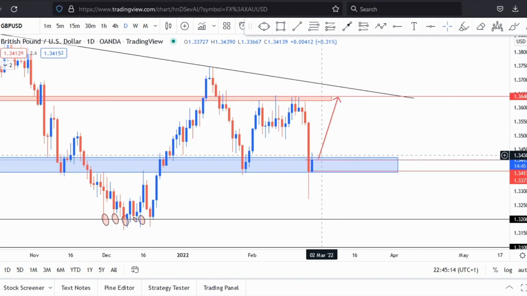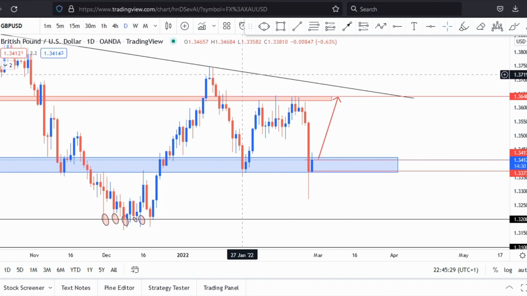1.365 level. And if you're not yet in any trade, then you wait until there is a break above or below this area, and then we take the trade in either direction depending on what happened. But my bias is more towards the upside. So that's been my analysis for GBPUSD.